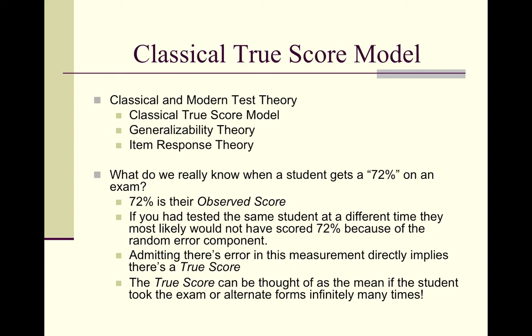I want to talk to you a little bit about this classical true score model and what we mean by this, okay? Via an example, when a student gets a 72 on an exam, what do we really know? First of all, we can bring in some new terminology, and we can say that 72 is their observed score. We also know that there's natural variation in testing. So if we had tested the same student at a different time, they most likely would not have scored a 72% because of the random error component.